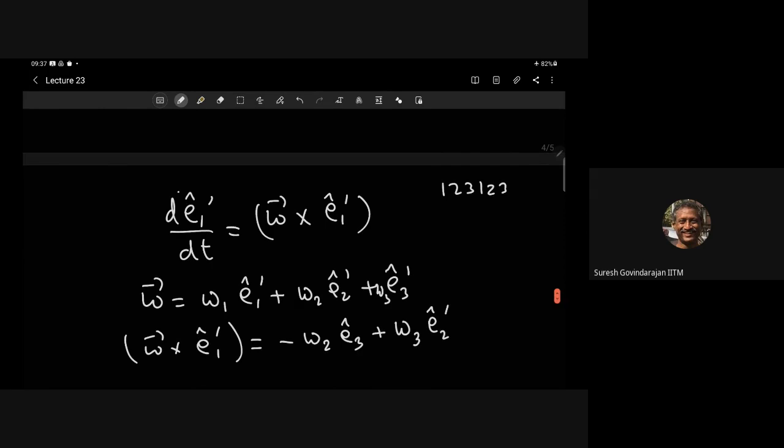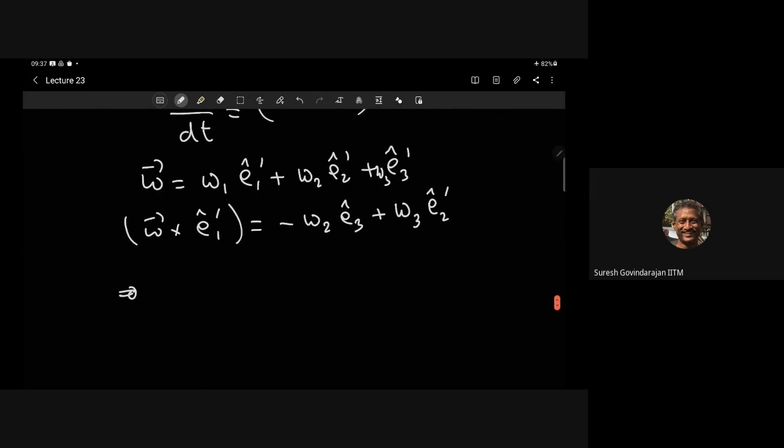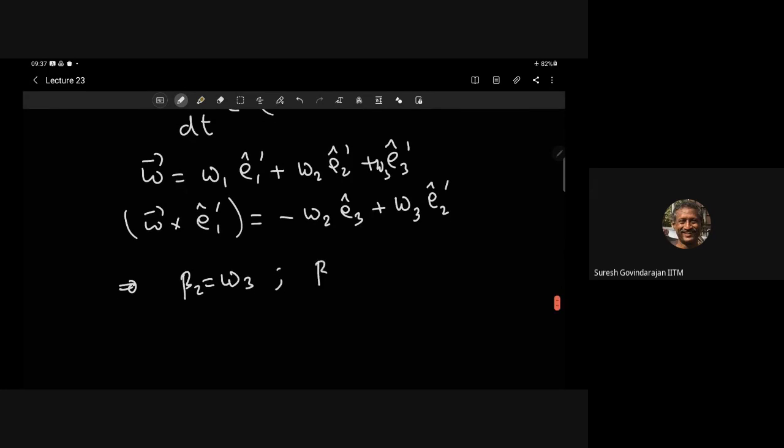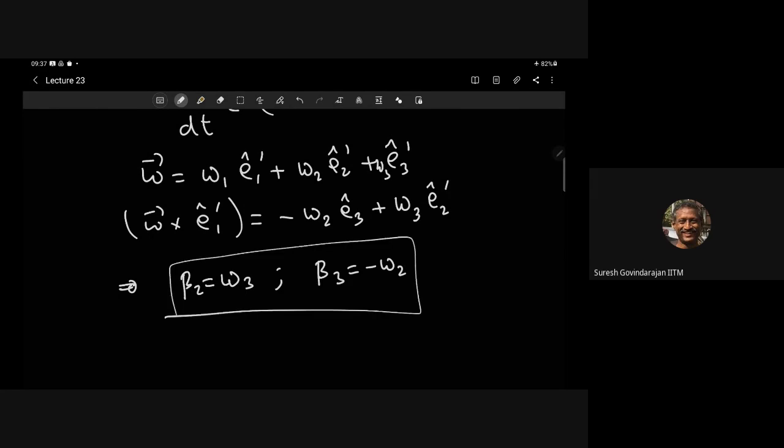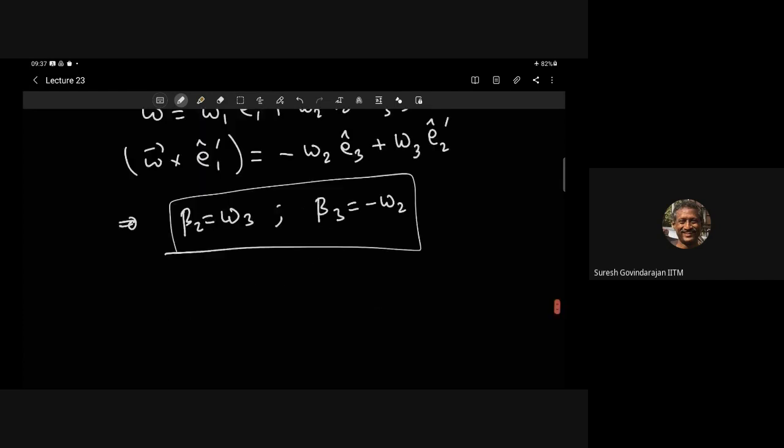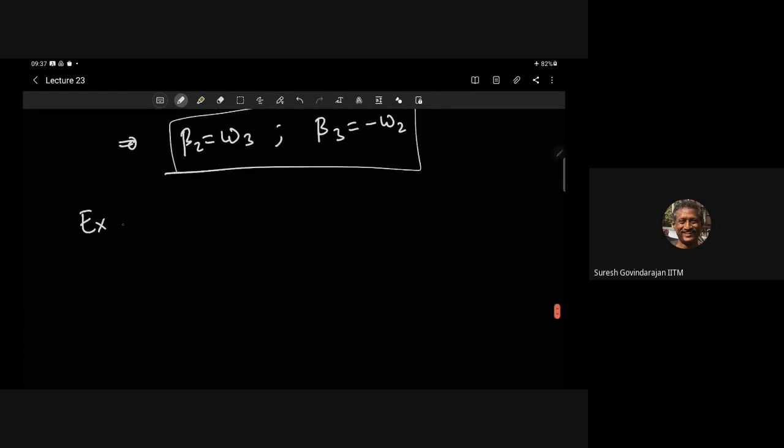Now we can compare with that and we can see that this implies that beta 2 should be omega 3, and beta 3 must be minus omega 2. It's not saying anything is 0, right? Yes, sir. But if you did the other things, you would have new coefficients, but you need to check that they all agree with this. So now let's do our example. Is it clear? Did I answer your question? Yes, sir.